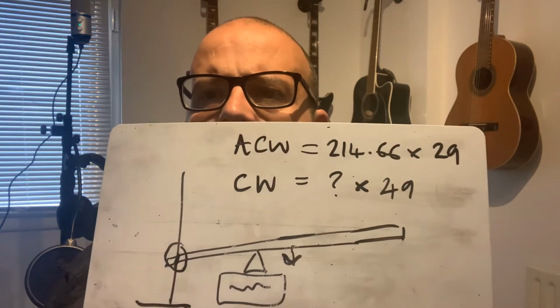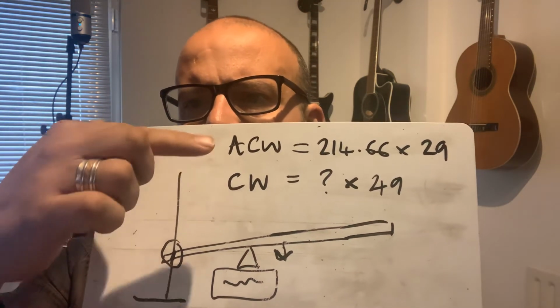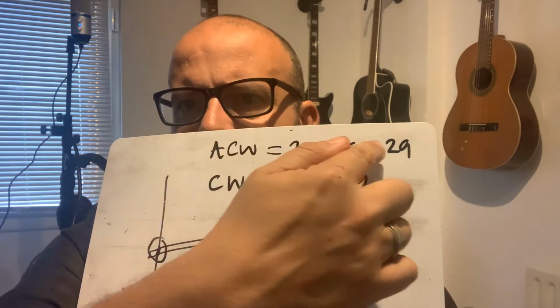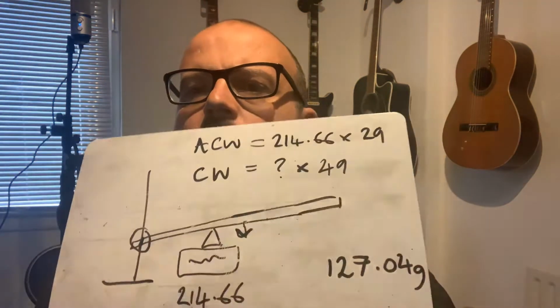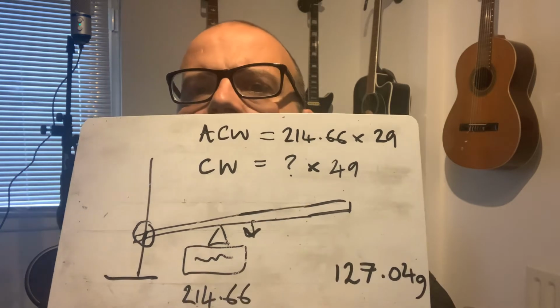So I've got my anti-clockwise and my clockwise, and I know that those two are equal to each other because this thing's not moving. So I would work this one out, I would divide by 49, and I'll get the weight of the ruler, and the answer was 127.04 grams.